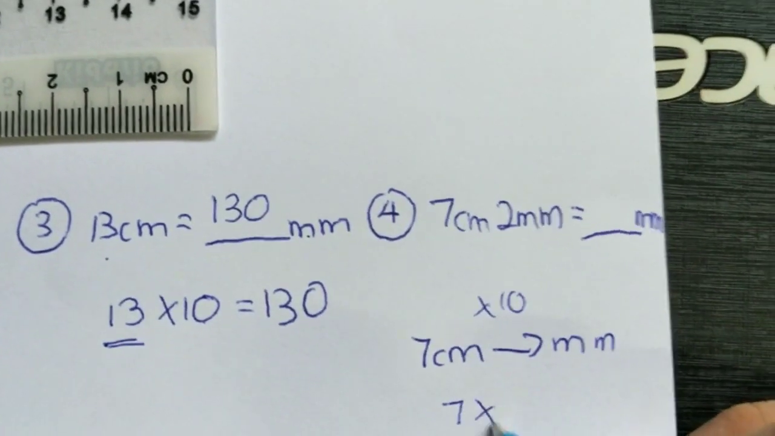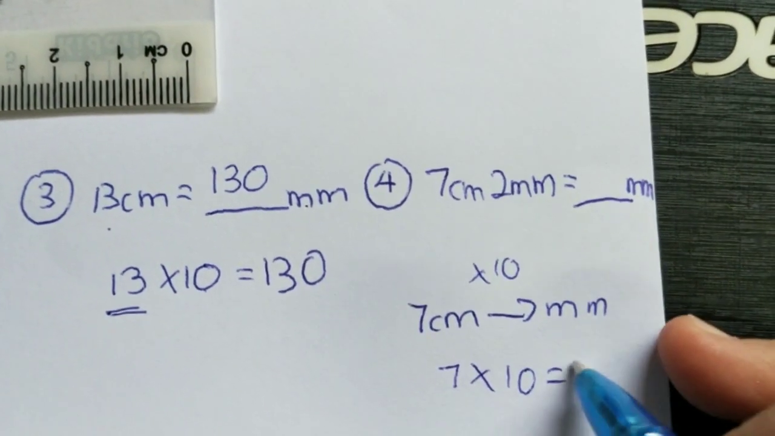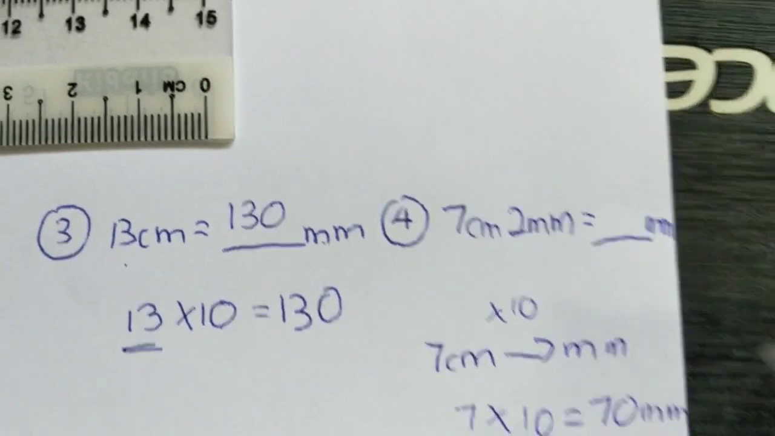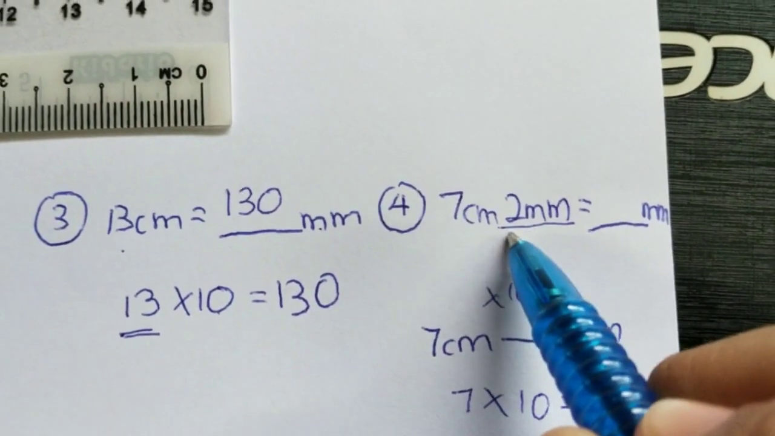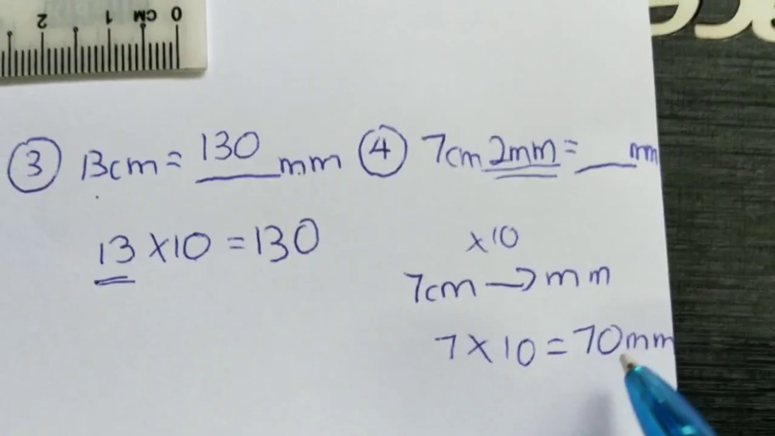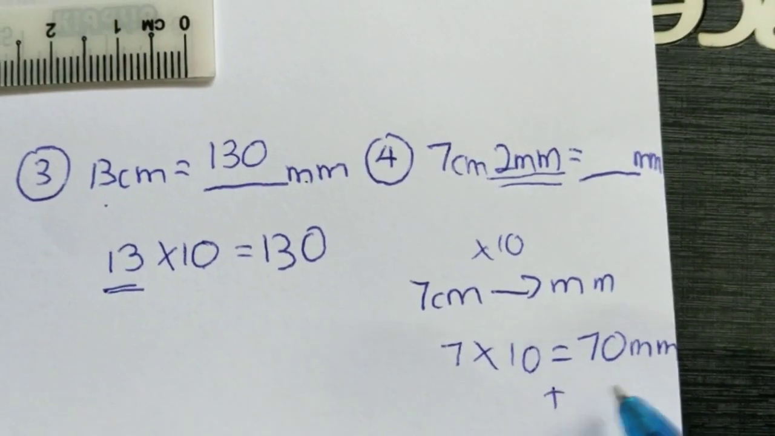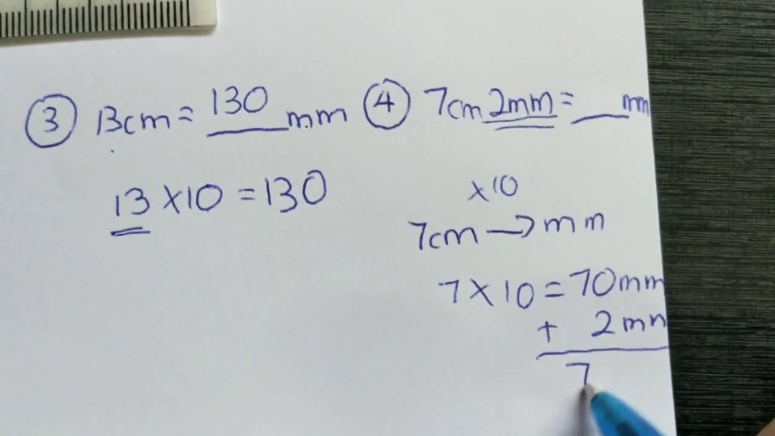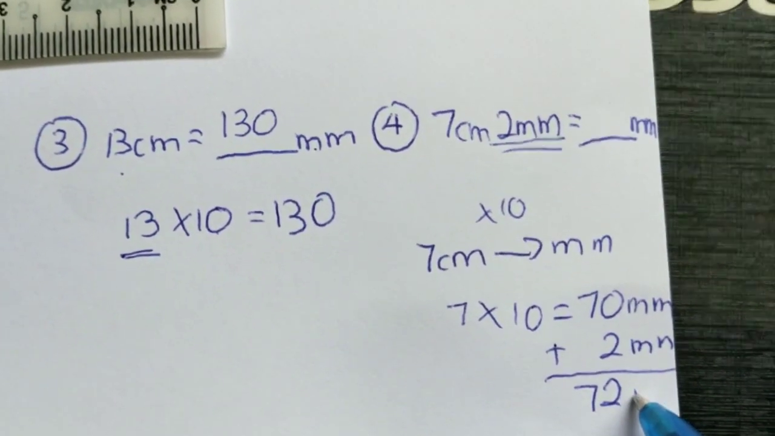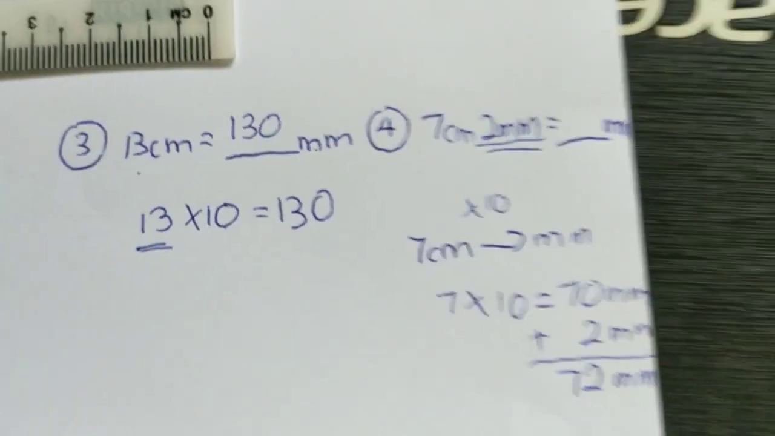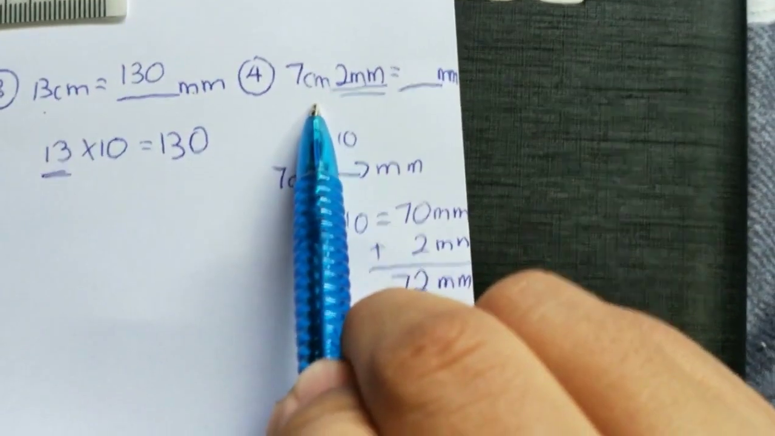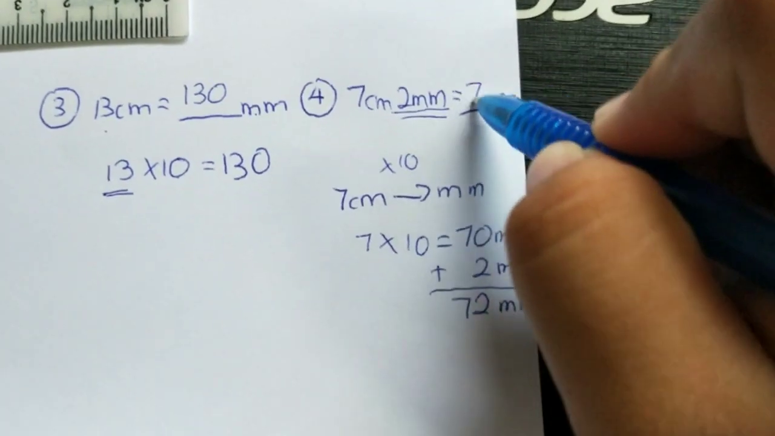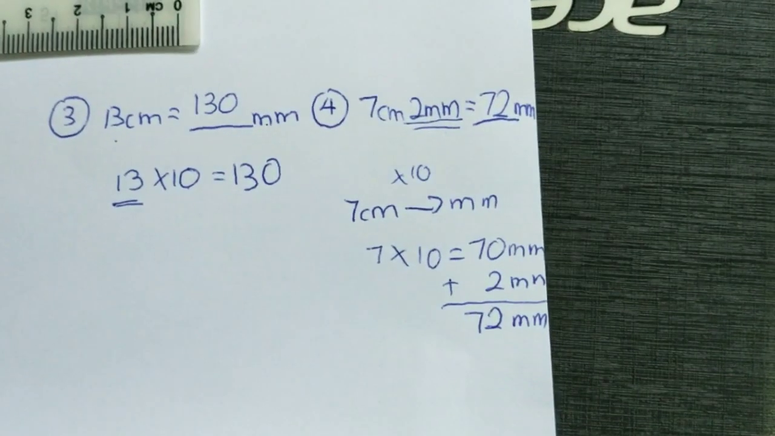So, 7 times 10 is 70. So, you have 70 millimeter. And then, you have this 2 millimeter here. Therefore, you need to add these two numbers, plus 2 millimeter. In total, you got 72 millimeter. Therefore, 7 centimeter and 2 millimeter is also equal to 72 millimeter.